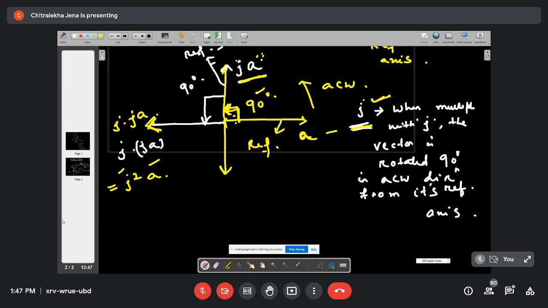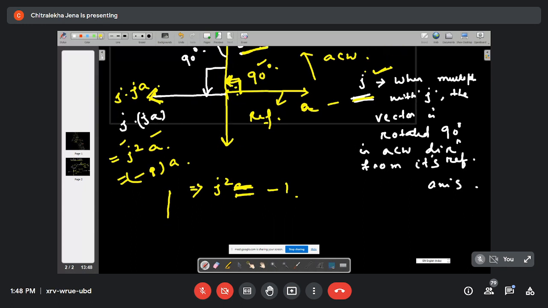So now this is how much? You have told it earlier, at the beginning when I asked you: minus 1 into A. So this implies j square is equal to minus 1. So j is equal to square root of minus 1, iota, imaginary. Clear to all of you?